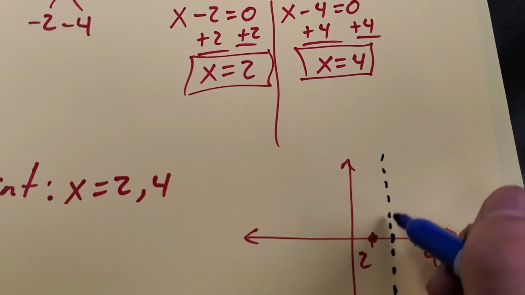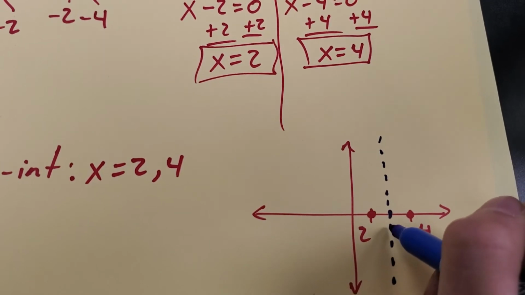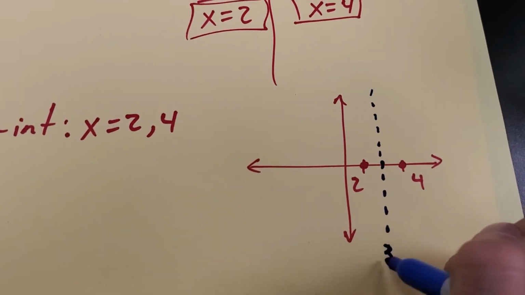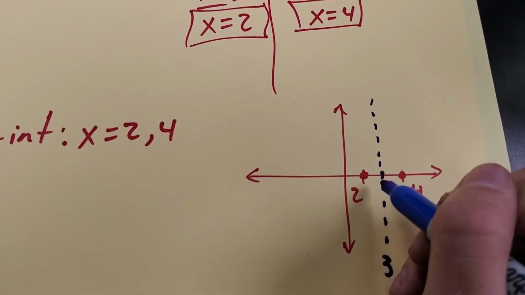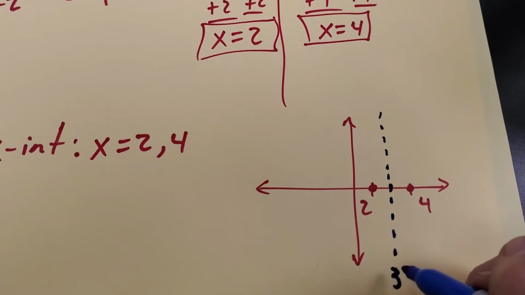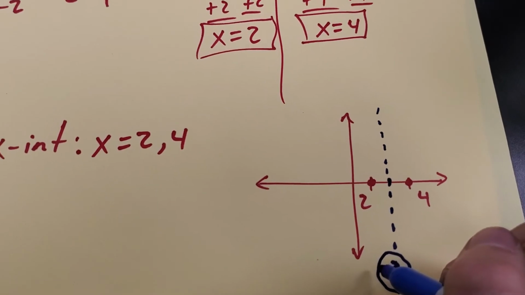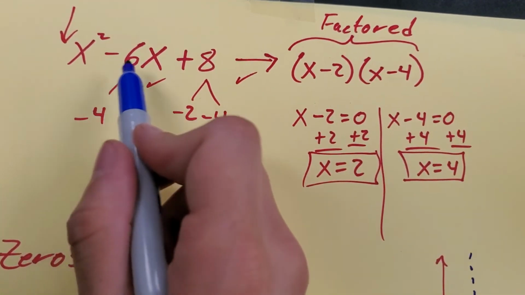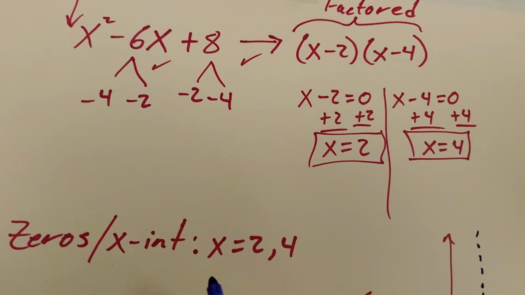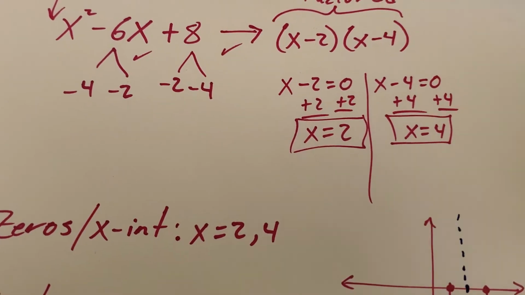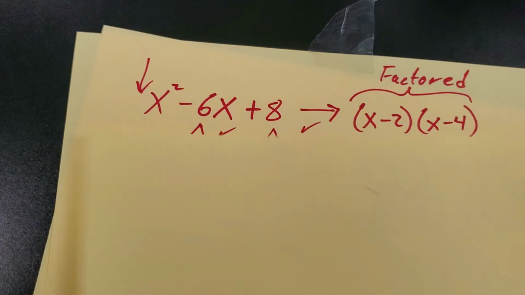This middle is at positive 3. Let me write it down here. This is the x value at 3: 2, 3, 4. So at 3. To find the vertex, I need this 3 value. I'm going to take this 3 and put it into my original equation.